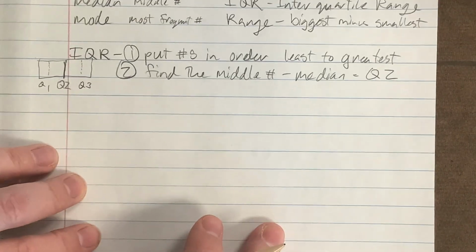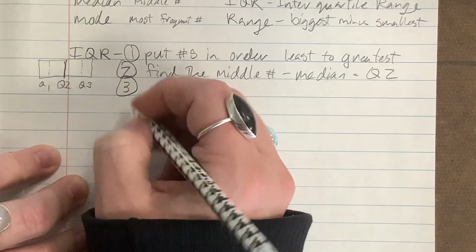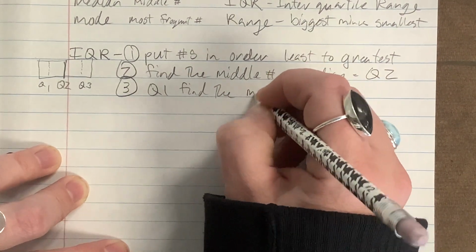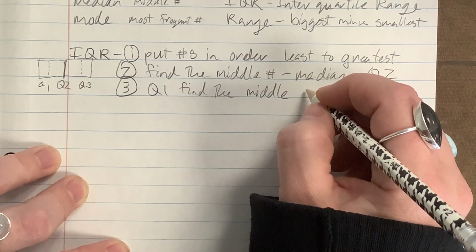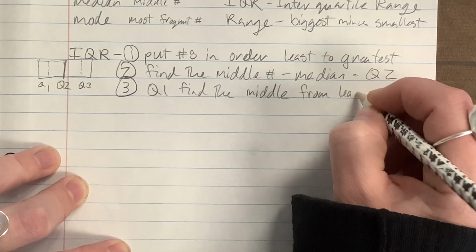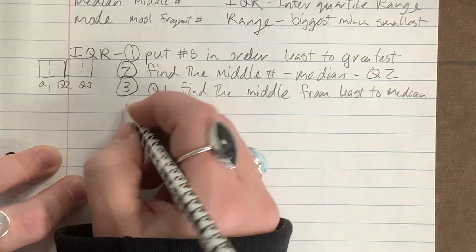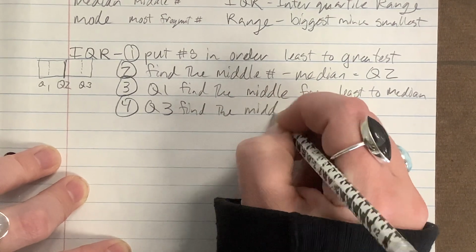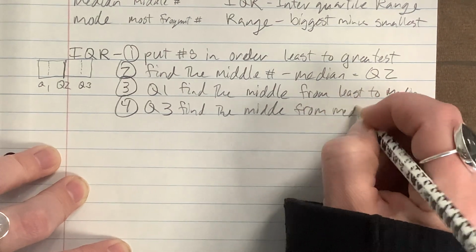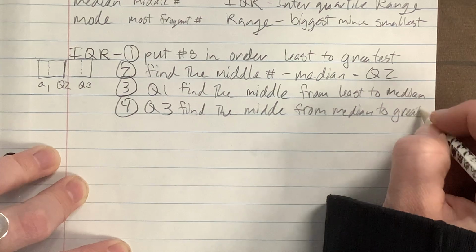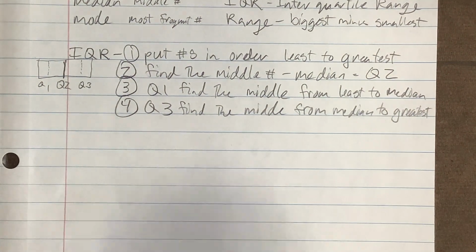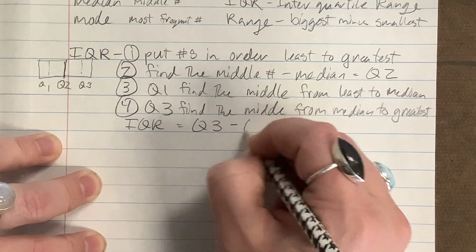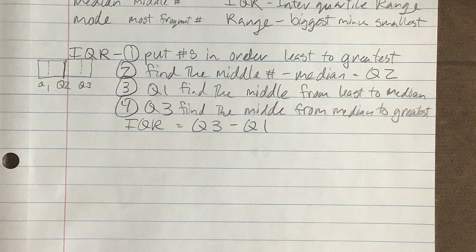Okay, so let's write down the steps. Sorry, I got a little distracted. So 3, quartile 1 is find the middle from least to median. Okay, and then quartile 3 is find the middle from median to greatest. Okay, so the IQR then is quartile 3 minus quartile 1. And that tells you how spread out your data is.